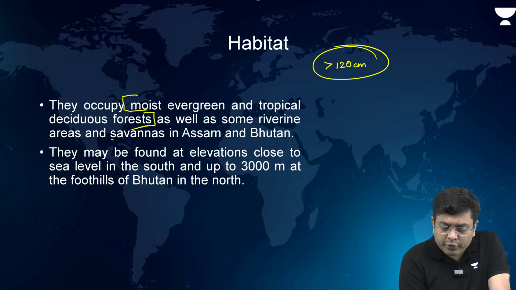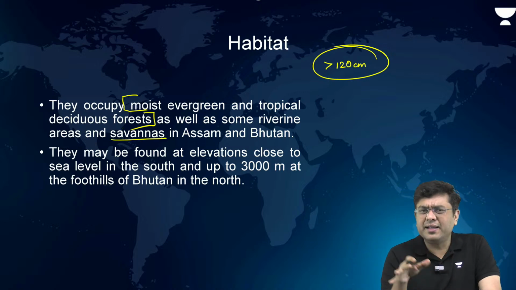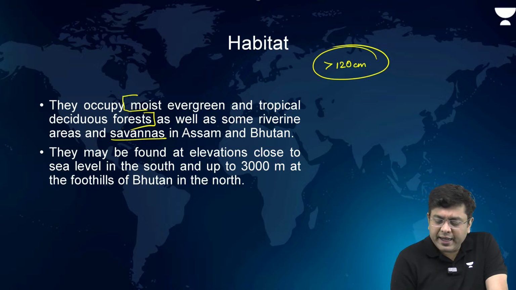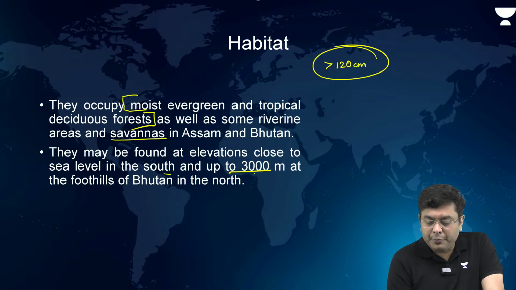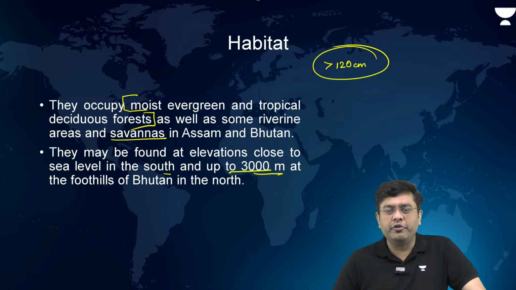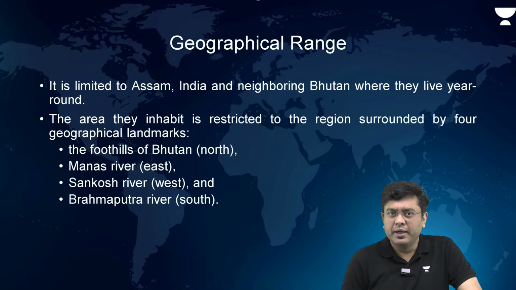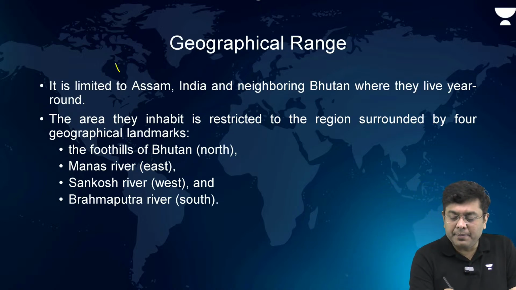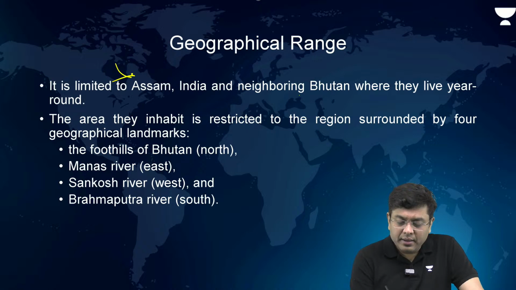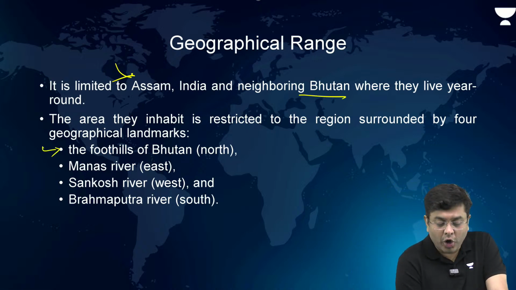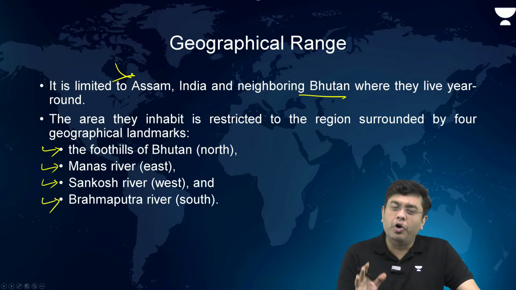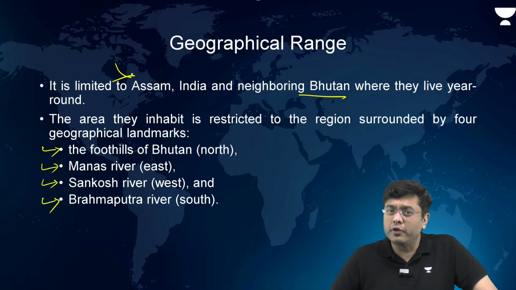Right? Also in some savannas, that is, tropical grasslands, it may be found at elevations close to sea level in the south and up to 3,000 meters at the foothills of Bhutan in the north. Right? So the geographical extent is limited to Assam and neighboring Bhutan. Now, the area, the foothills of Bhutan to the north, the Manas River, Sankosh River and Brahmaputra River form the boundary region for the extent of this golden langur.